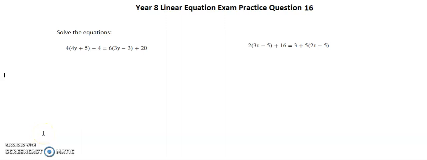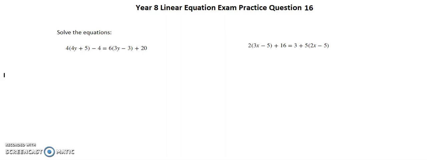Year 8 Linear Equation Exam Practice Question 16. Solve the equations. So the first thing we need to think about here with this first one, we've got 4 and then brackets, 4y plus 5, take away 4 is equal to 6 in brackets, 3y minus 3, plus 20.